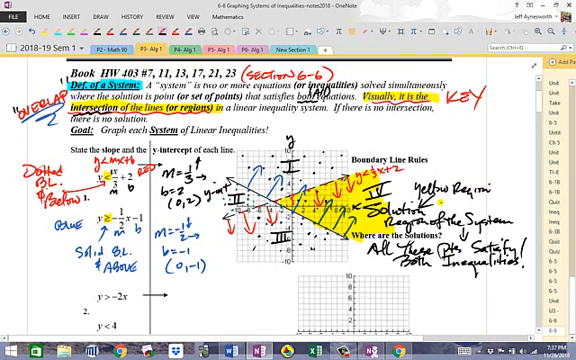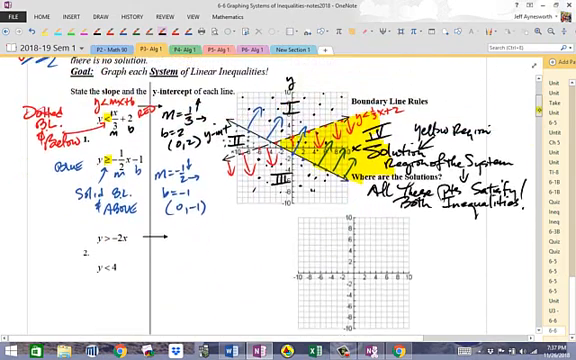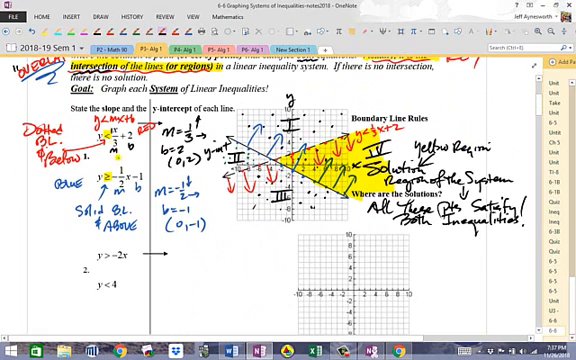So your goal is to find out where they intersect, where they overlap, in any system. I don't care whether it has 2 inequalities, 3 inequalities, or 4 inequalities. Just look at where they overlap and highlight it, and you got it. Any point in that yellow region satisfies both inequalities, not one but both. And I repeated that about 10 times because that was important.